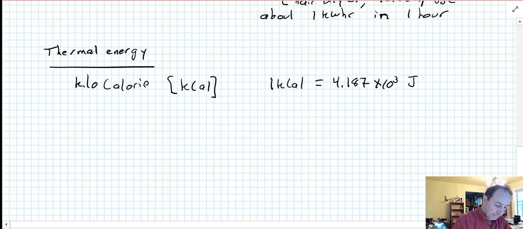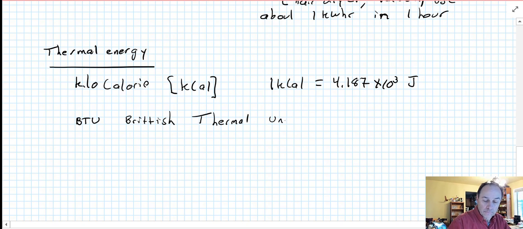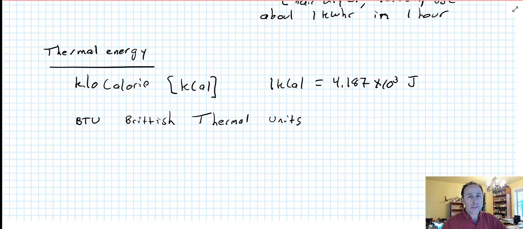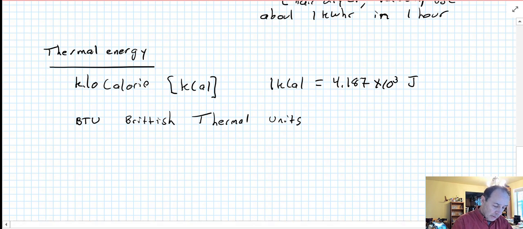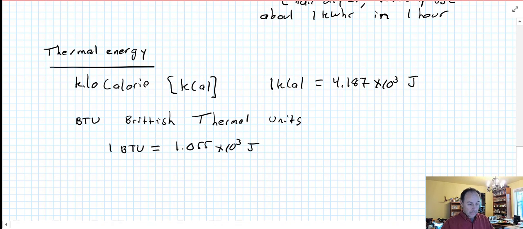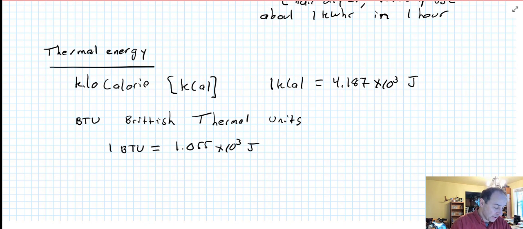British thermal units, BTU. You'll see this lots of places with insulation and furnaces and all kinds of practical everyday stuff. 1 BTU is 1.055 times 10 to the third joules. So a kilojoule, sort of roughly, if you're doing rough estimates.